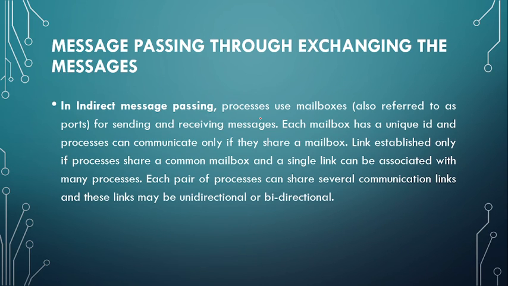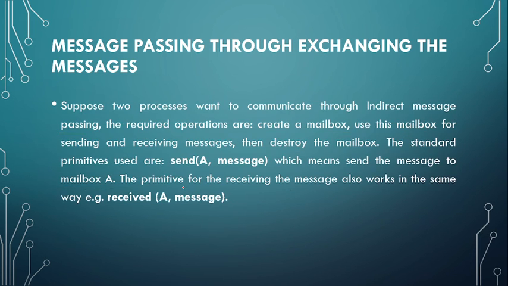In indirect message passing, processes use mailboxes, also referred to as ports, for sending and receiving messages. Each mailbox has a unique ID, and processes can communicate only if they share a mailbox. A link is established only if the processes share a common mailbox, and a single link can be associated with many processes, which means more than two processes can communicate with each other. Each pair of processes can share several communication links, and these links may be unidirectional or bidirectional.